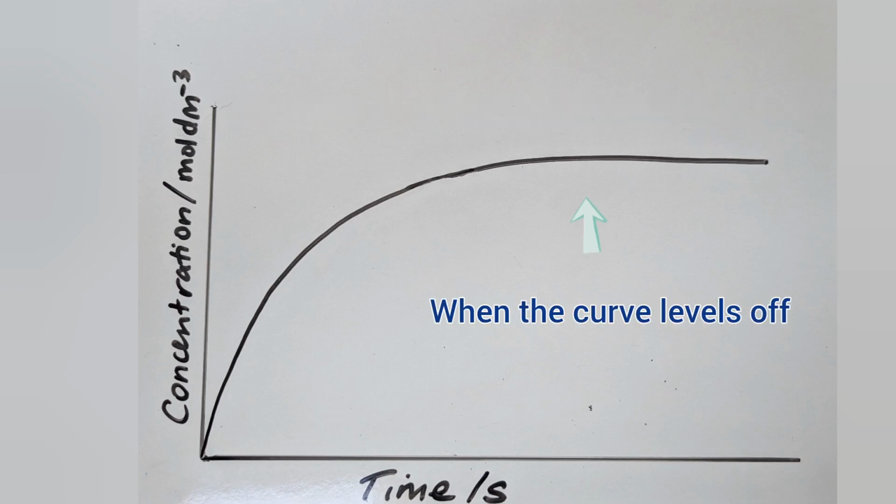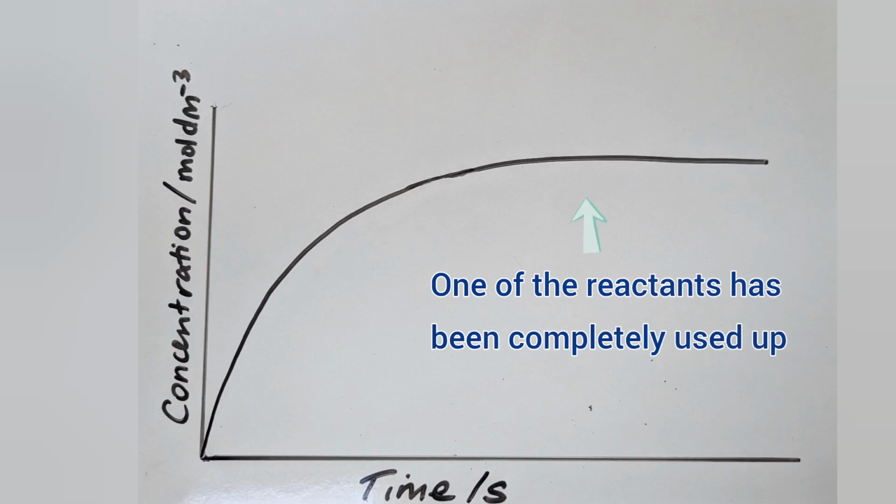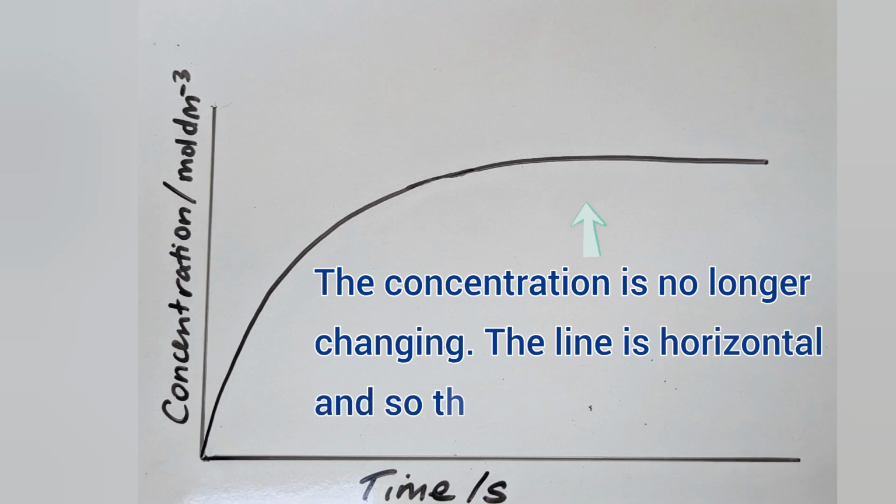When the curve levels off, this corresponds to when one of the reactants has been completely used up. We can see the concentration is no longer changing. The line is horizontal, and so the rate is 0.